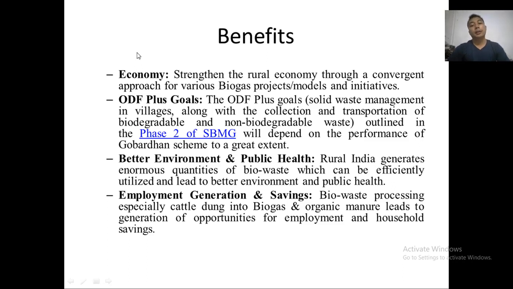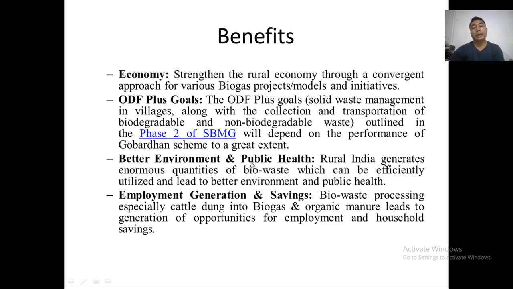So, benefits of Gobardhan. Economically, it helps in strengthening the rural economy through a converging approach for various biogas project models and initiatives. Another is the ODF Plus goal. The ODF Plus goal, solid waste management in villages, along with the collection and transportation of biodegradable and non-biodegradable waste, outlined in Phase 2 of SBM-G, will depend on the performance of the Gobardhan scheme to a greater extent. So this is a very important benefit.